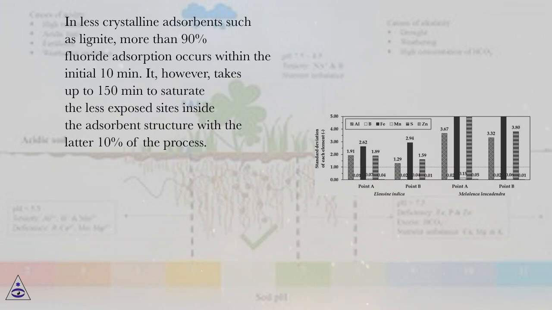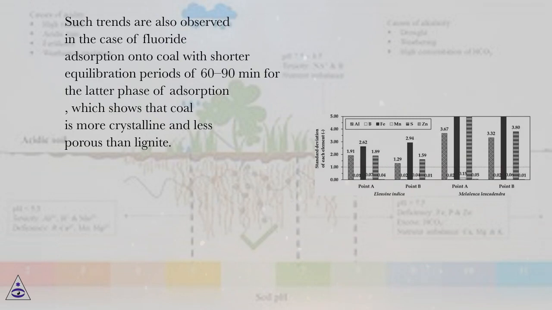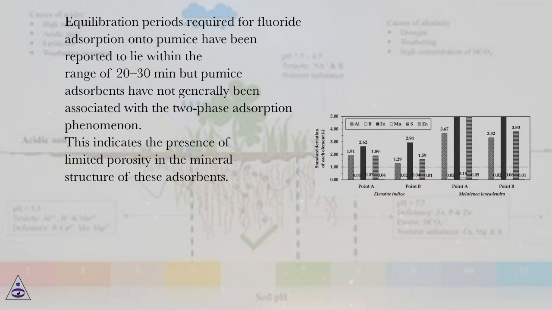It, however, takes up to 150 minutes to saturate the less exposed sites inside the adsorbent structure with the latter 10% of the process. Such trends are also observed in the case of fluoride adsorption onto coal, with shorter equilibration periods of 60 to 90 minutes for the latter phase of adsorption, which shows that coal is more crystalline and less porous than lignite. Equilibration periods required for fluoride adsorption onto pumice have been reported to lie within the range of 20 to 30 minutes, but pumice adsorbents have not generally been associated with the two-phase adsorption phenomenon. This indicates the presence of limited porosity in the mineral structure of these adsorbents.